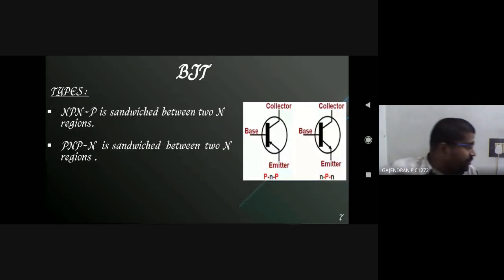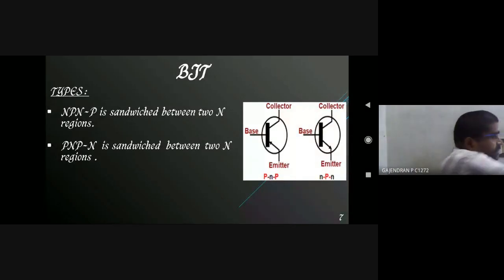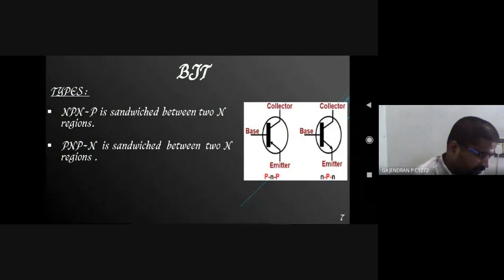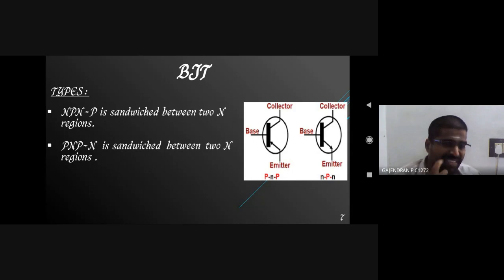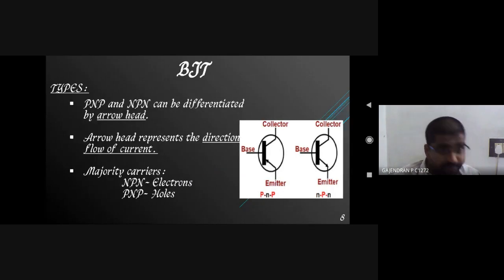Types of BJT: NPN and PNP. In NPN, P is sandwiched between 2 N regions, and in PNP, N is sandwiched between 2 P regions. PNP and NPN can be differentiated by arrowheads. The arrowhead represents the direction of flow of current. In NPN, electrons are majority carriers, and in PNP, holes are majority carriers.